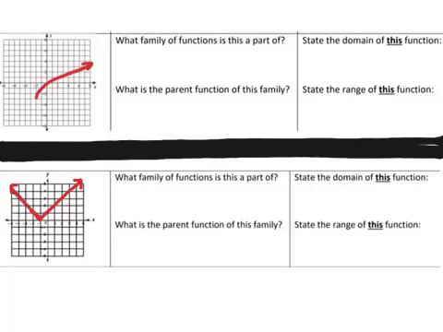Welcome to part 2 where we're talking about families of functions, parent functions, domain, and range of different functions. Now there are 4 total families of functions that we're discussing. In the first part we talked about linear functions and quadratic functions. So linear functions normally look like that, or something like that. Could even be a vertical or a horizontal line. And their parent function would be y equals x.